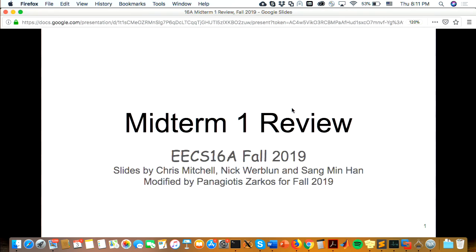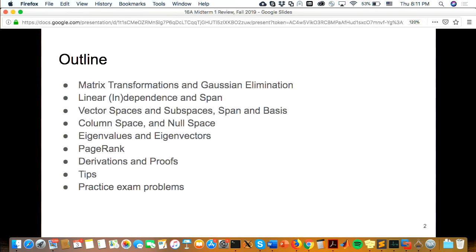So we'll start with the first couple of chapters that you guys have gone through, matrix transformations and Gaussian elimination.